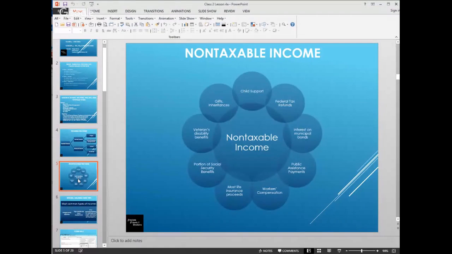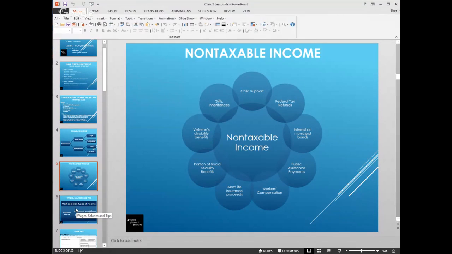So looking at non-taxable income, there is non-taxable income, and that would be any of the items that are included in this slide. Child support is not taxable. Federal tax refunds, not taxable. Interest on municipal bonds, public assistance payments. So anyone who's receiving any type of public assistance, that is not considered taxable. Workers' compensation is non-taxable. That's insurance. Most life insurance proceeds, a portion of your Social Security benefits are not taxable. The amount that is taxable is based on your income level. And veterans' disability benefits, again, not taxable. And also gifts and inheritance are also not taxable.